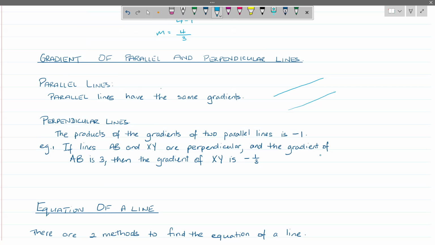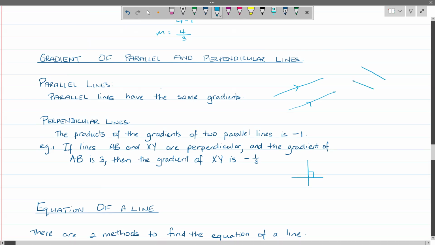Or the lines could be perpendicular. Perpendicular lines meet at a right angle, at 90 degrees. They cross each other, similar to how the X and Y axis cross each other and make a T. Right? This is what a perpendicular line would look like. It looks like a cross. Parallel lines move in the same direction, equal distances apart at all times. So it could go that way, it could go this way as well. That's what parallel lines look like, and this is what perpendicular lines look like.